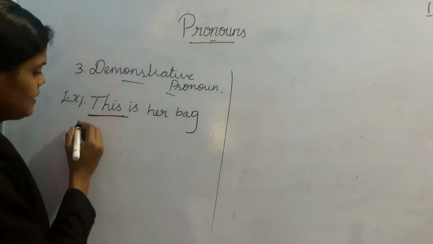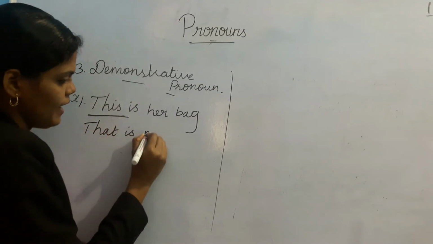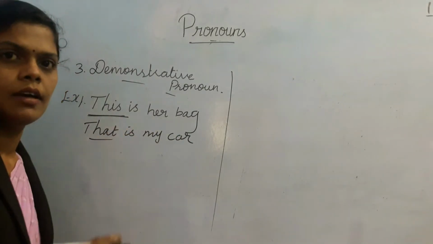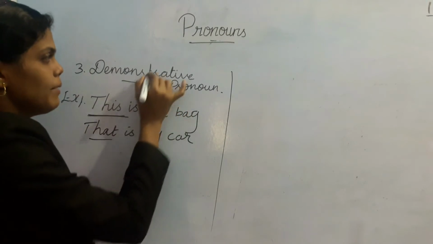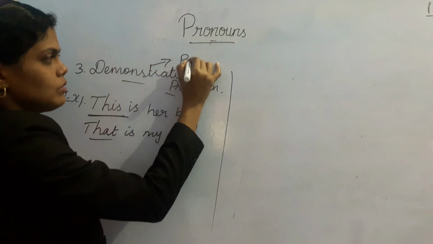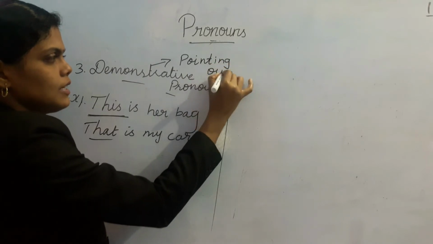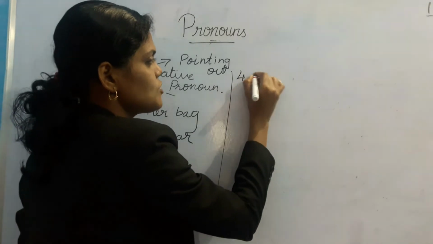That is my car. That. Okay, pointing out, that is called a demonstrative pronoun. You just remember, demonstrative means pointing out the things. That is called demonstrative pronoun. Now we are going to learn interrogative pronoun.